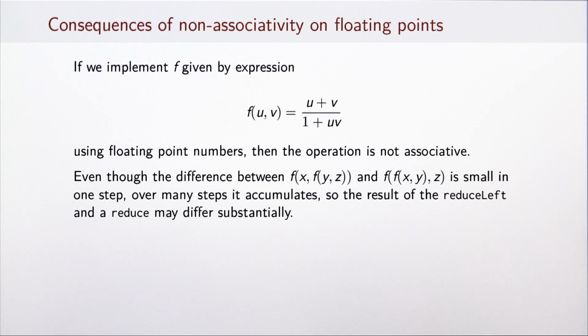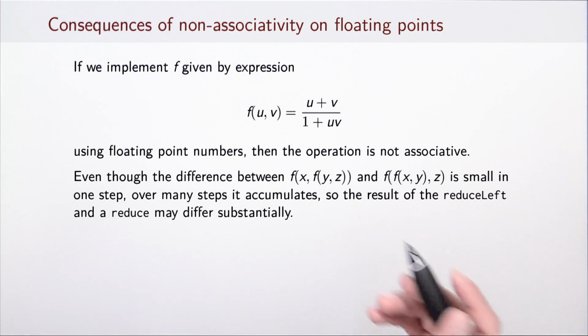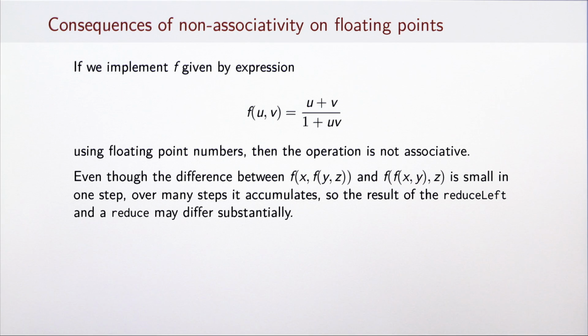And even though we could argue that the calculation will be only slightly off in one step, if we combine many operations F over a long collection, then these errors will accumulate, and we can obtain substantially different values for reduce versus, for example, reduce left on the same collection. This will not happen if, for example, we use rational numbers to represent these values.